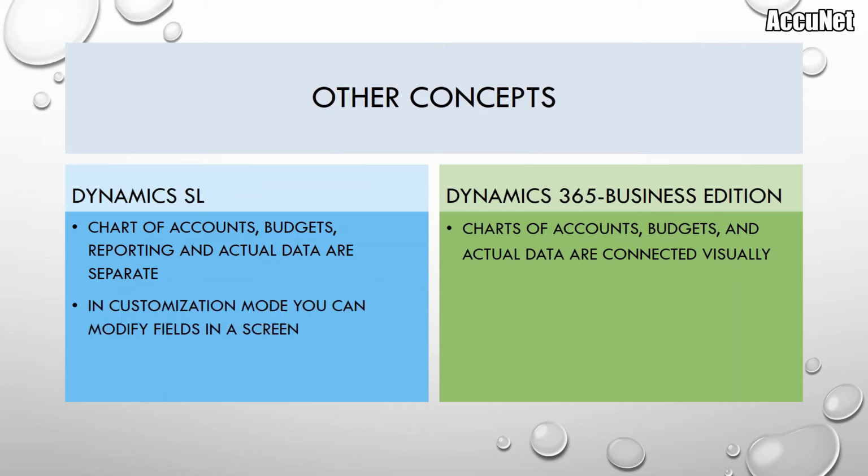In customization mode, you can modify fields in a screen. In configuration mode in 365, you can modify fields, modify your cards and your fields. A card would be like your vendor maintenance screen would be considered a vendor card. That's an example of how the difference is. And you can actually drill down to the fields that you want people to be able to see, change, or not be able to see.